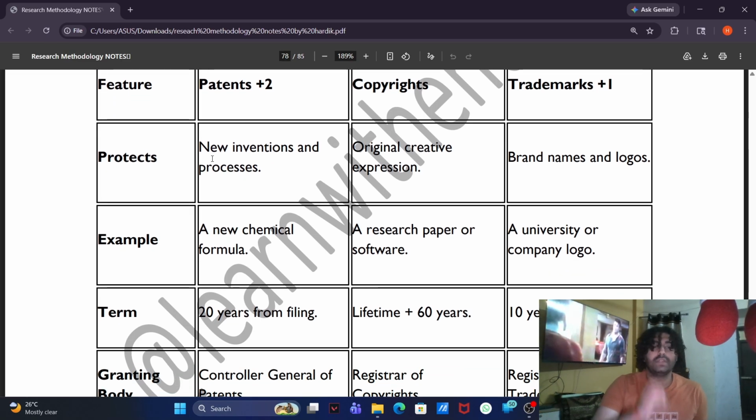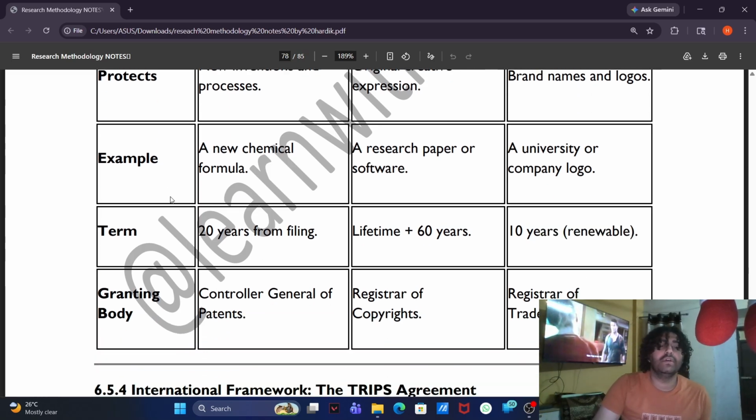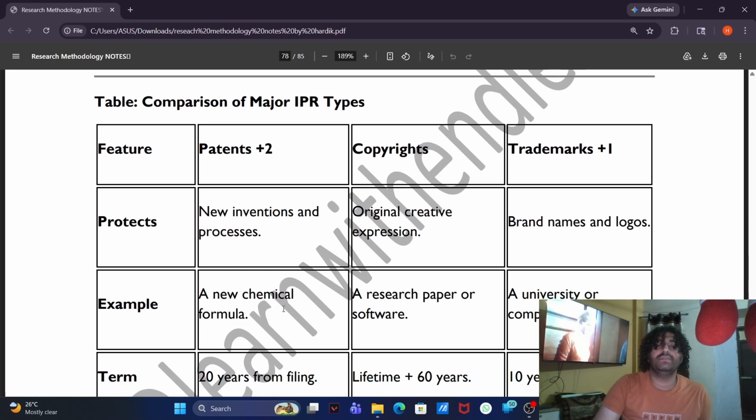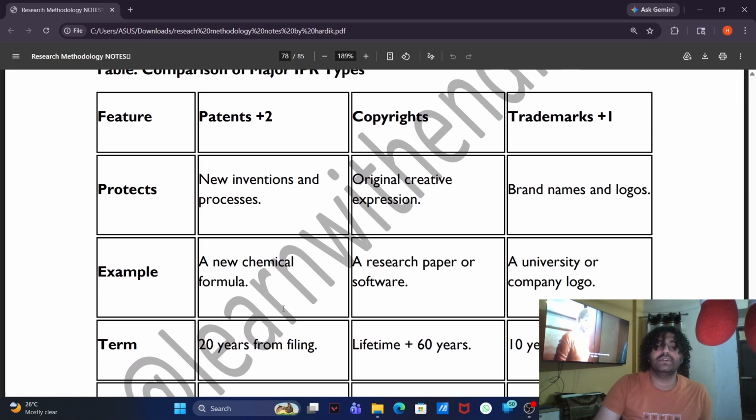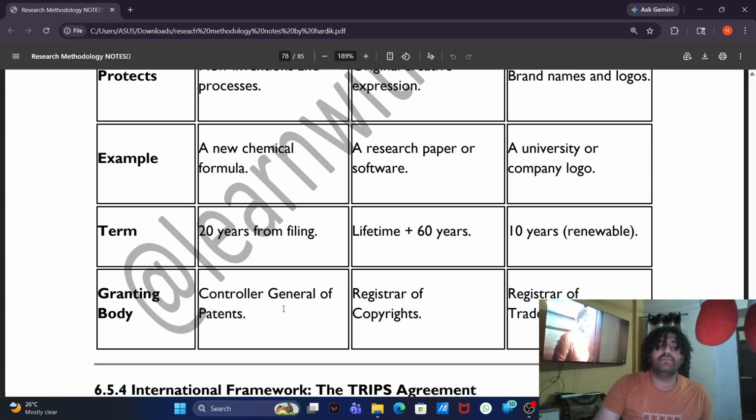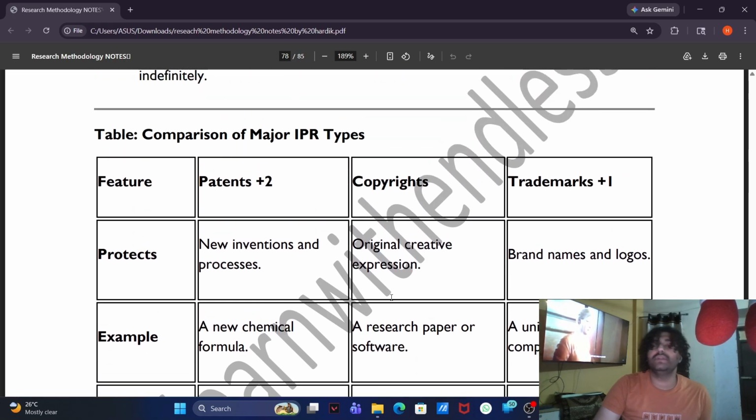Example for patents: a new chemical formula. Term: 20 years from filing. Granting body: Controller General of Patents. For copyrights, protects original creative expression. Example: a research paper or software. Term: lifetime plus 60 years. Granting body: Registrar of Copyrights.